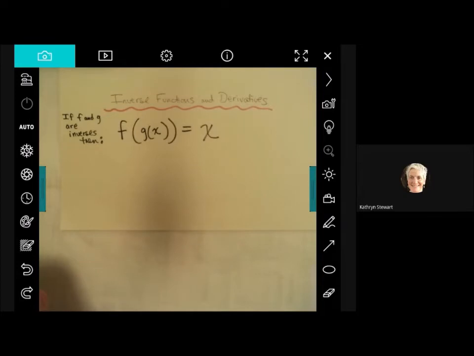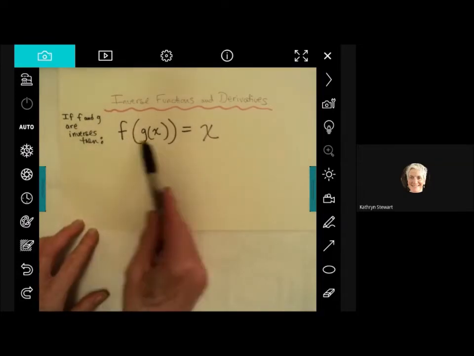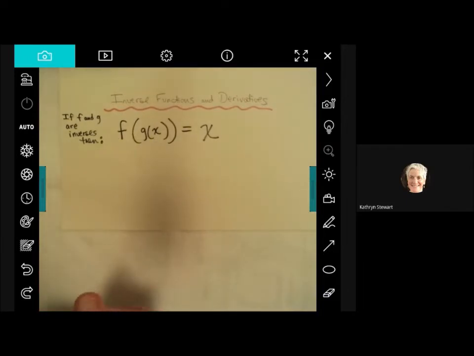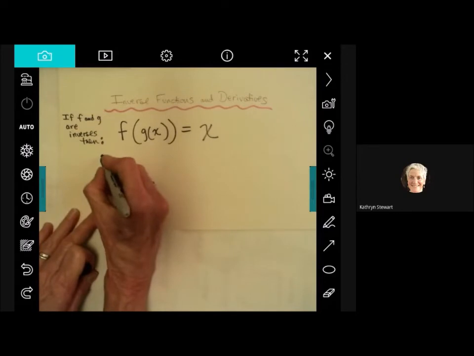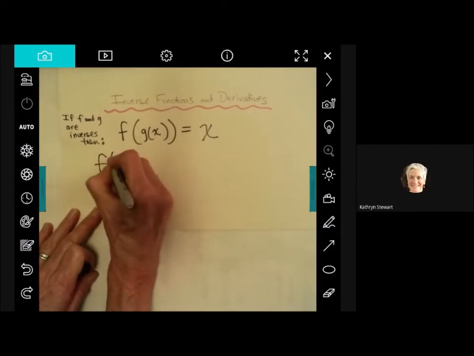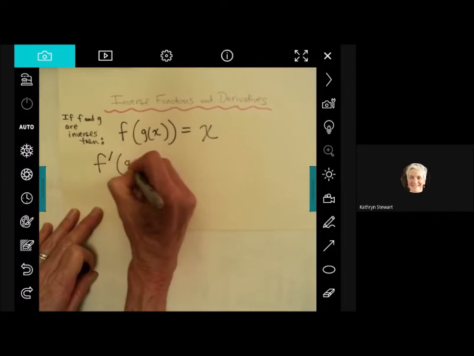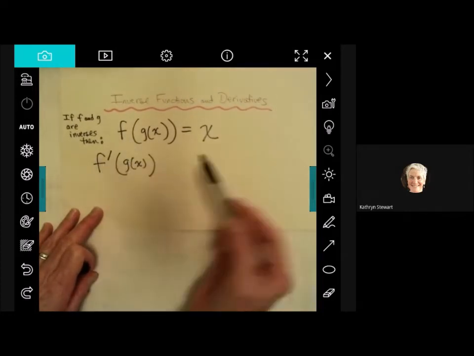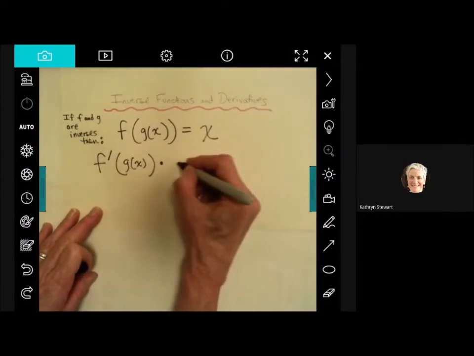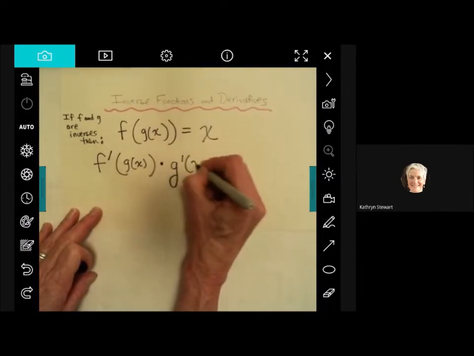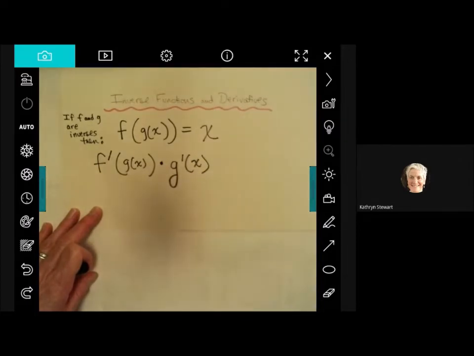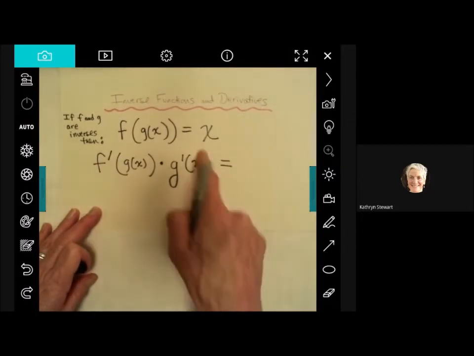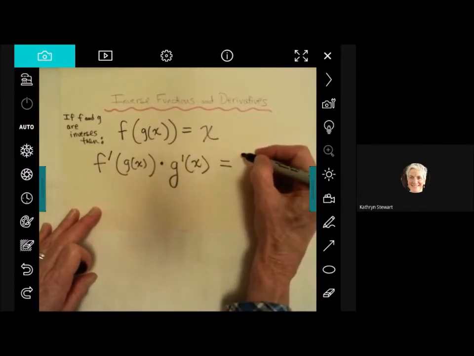All right, how did you do? Let's do it together. So here I'm taking the derivative of a function inside of a function. So that's the classic chain rule. So the derivative of the outside, right? There's the derivative of the outside, f prime of g of x, times the derivative of the inside. Oh, that's just the chain rule. Derivative of the outside times the derivative of the inside. Okay, what's the derivative of x? That's 1.